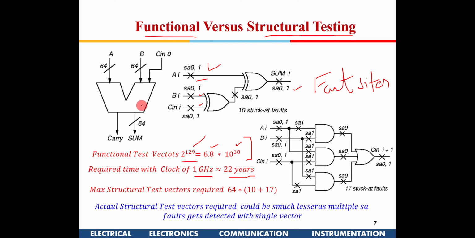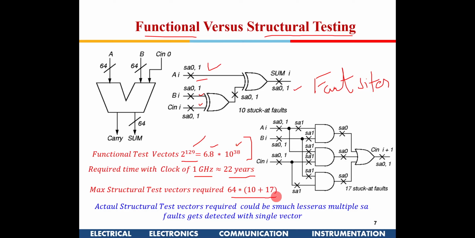So how many full adders will be there? For a 64-bit adder, 64 full adders will be there. So how many total faults are there? It is 10 plus 17 into 64, right? So this is the worst case scenario, right?